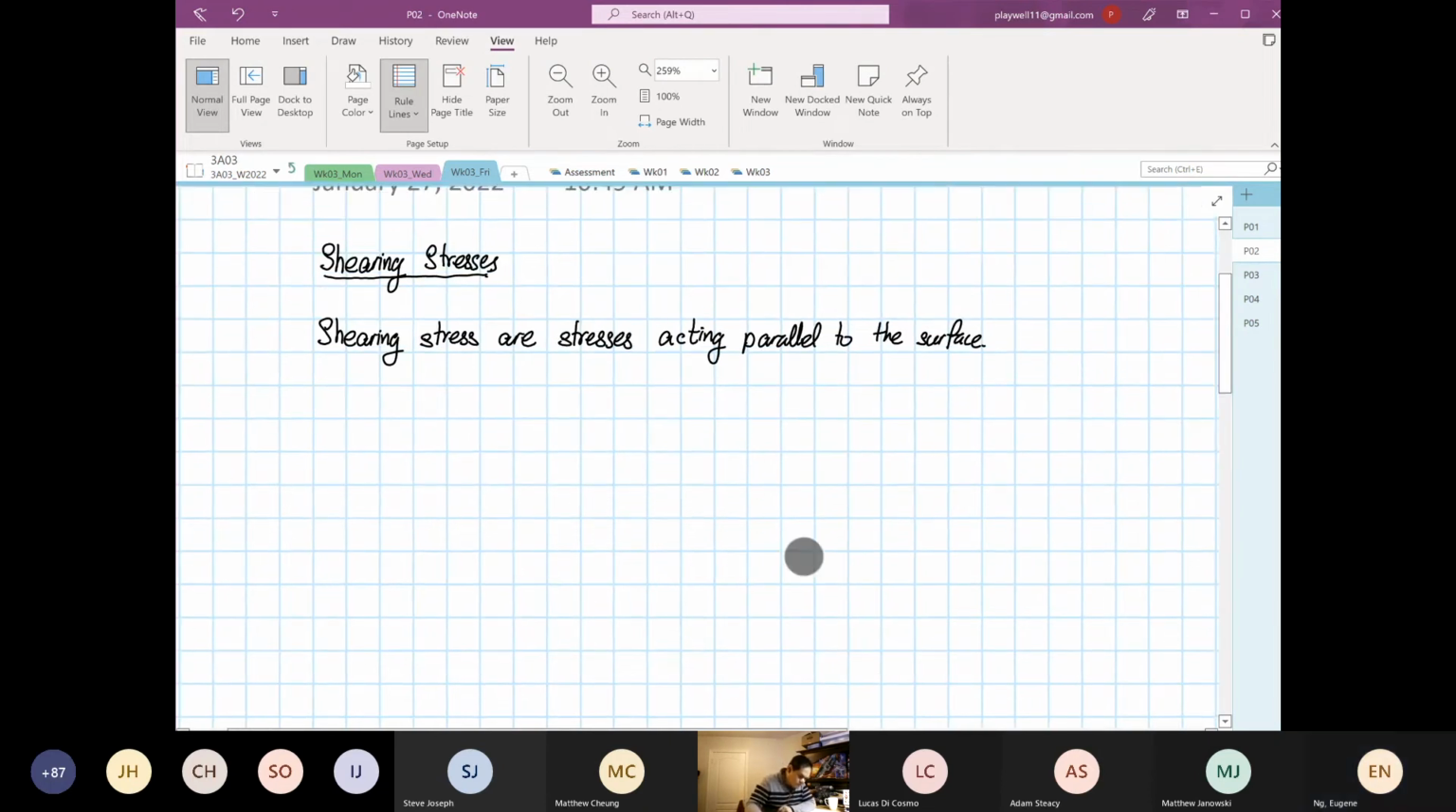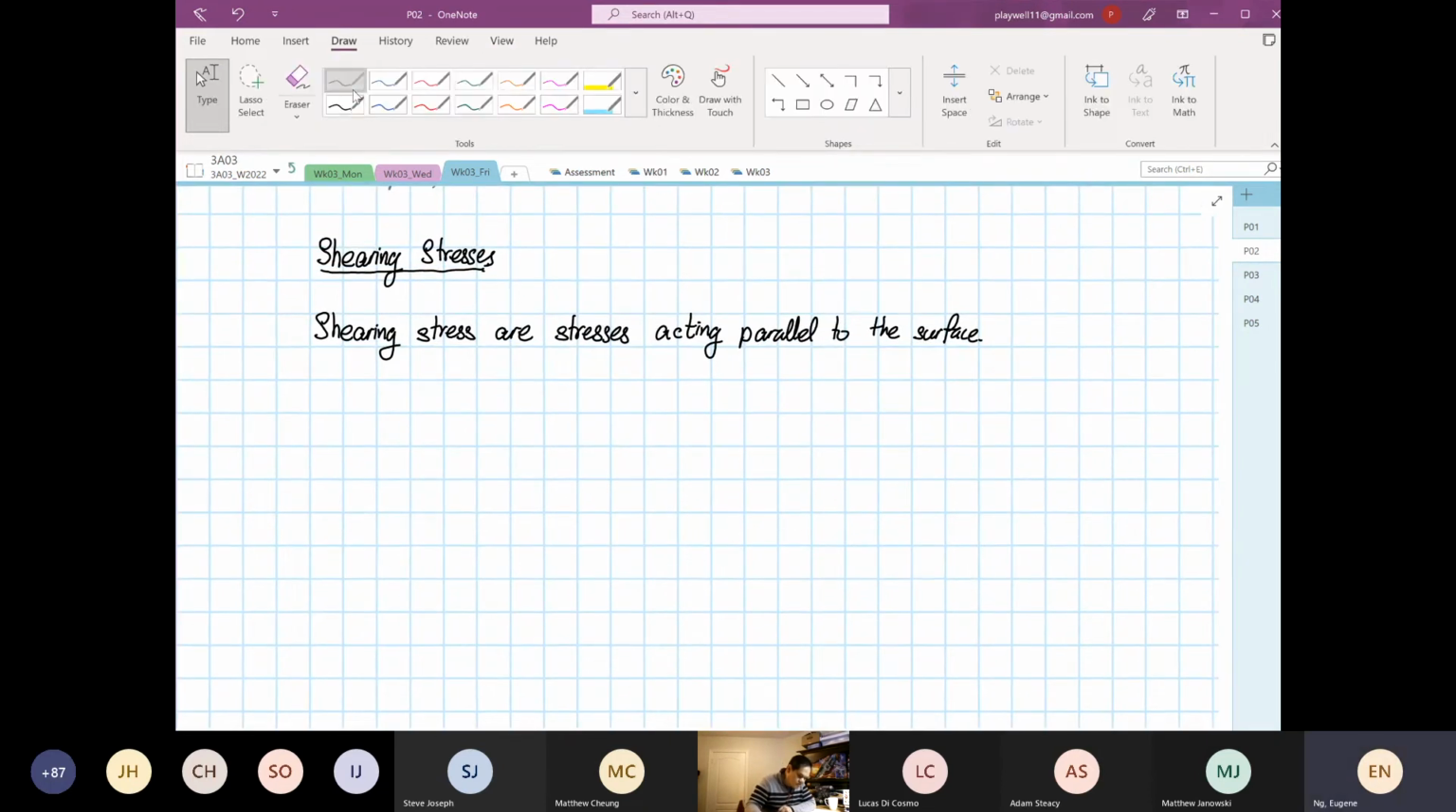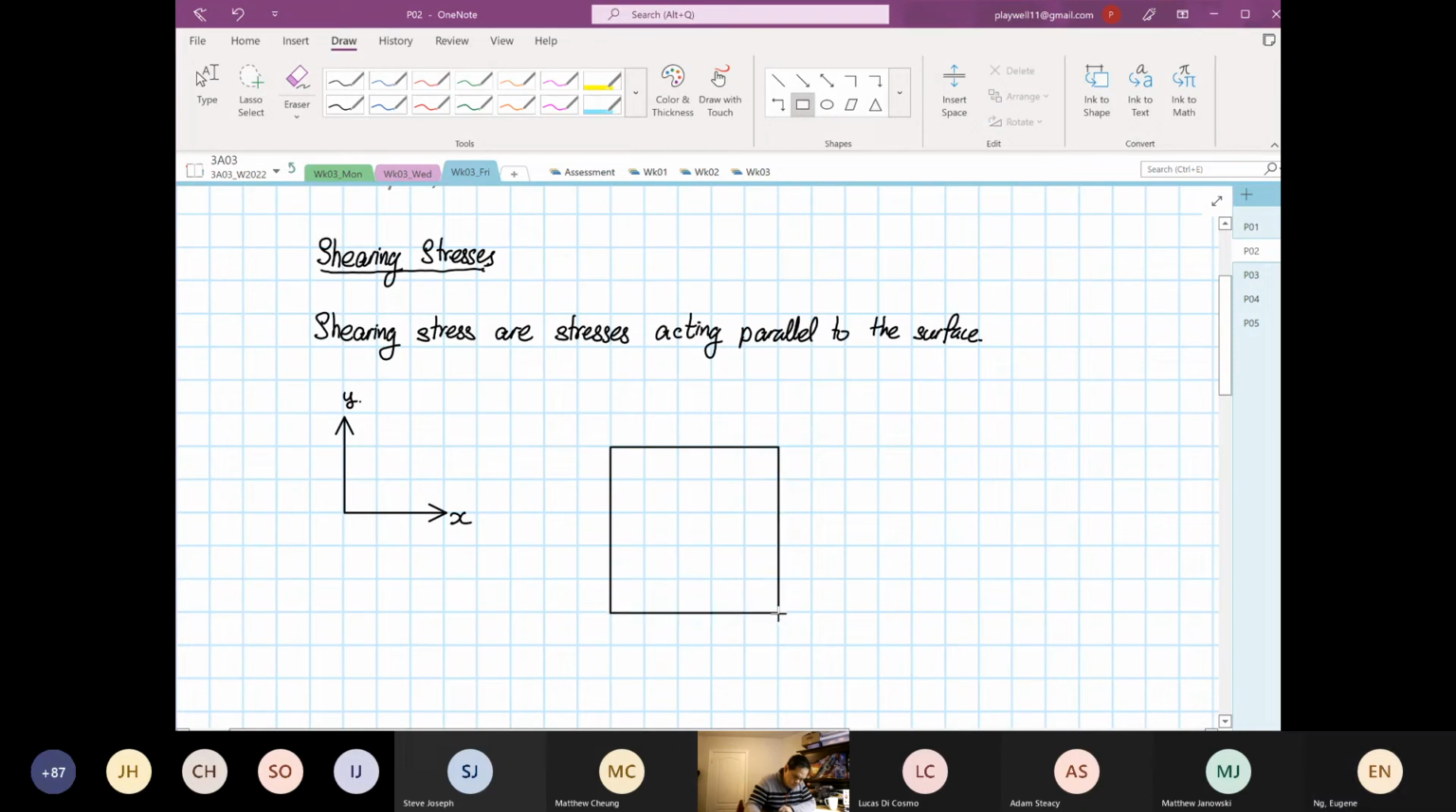So if we have a transformation over here, this is our X, this is our Y, and then we have an element. Shear stresses are applied parallel to the surface. So this is our shear stress.